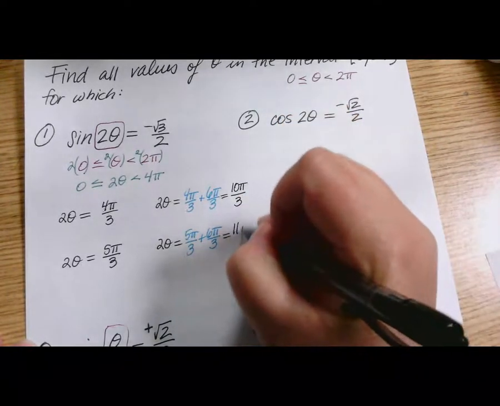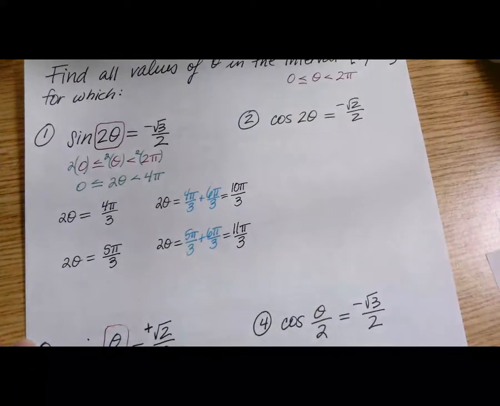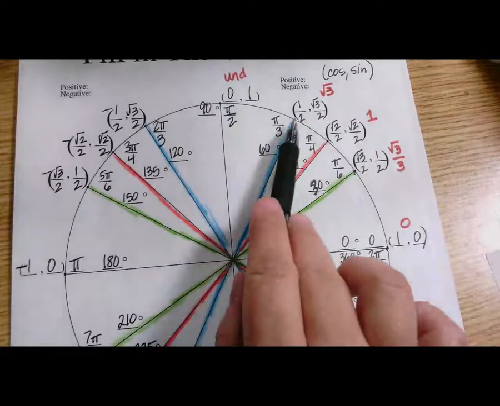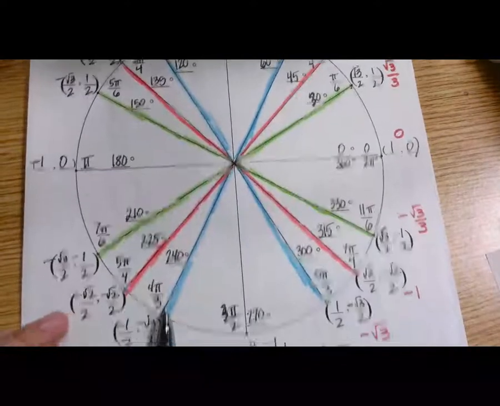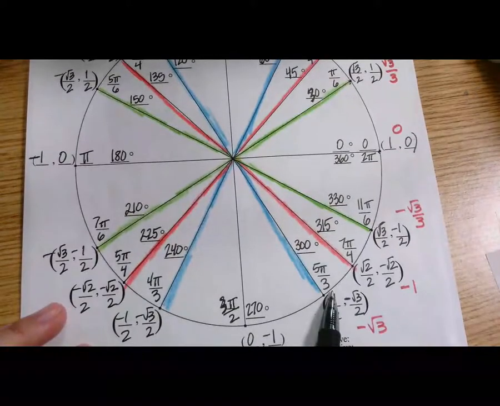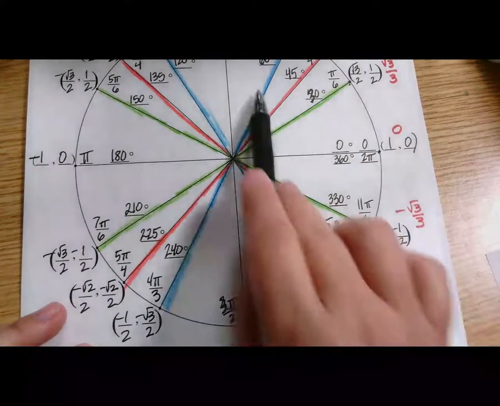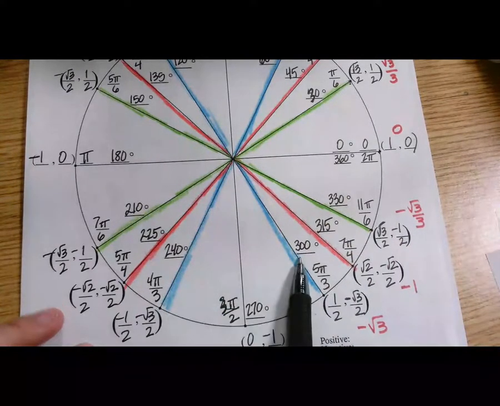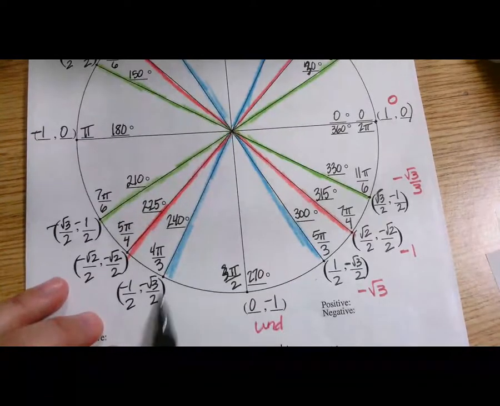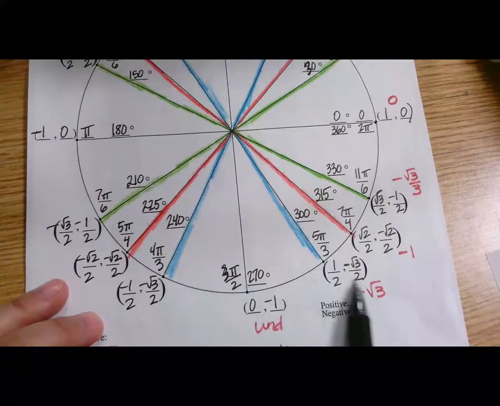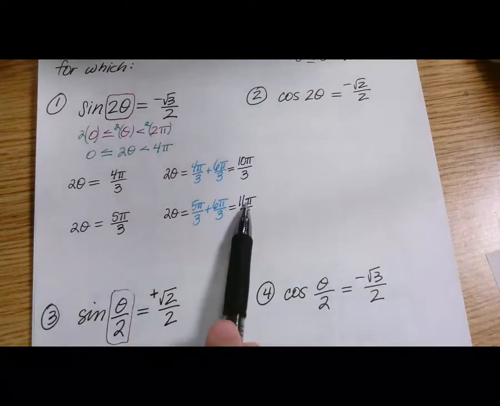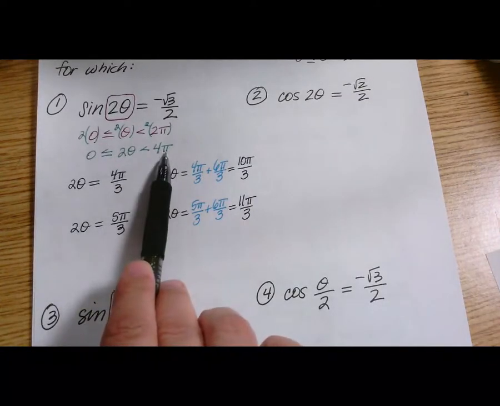and 11 pi over 3, which is the same thing I got if I just counted my way around in terms of thirds. In other words, this is 1/3, 2/3, 3/3, 4/3 it happens here, 5/3 it happens here, 6/3, 7/3, 8/3, 9/3, 10/3 it happens here, 11/3 it happens here. When I say it happens, I'm saying sine is equal to negative root 3 over 2. So those are the 4 times it happens between 0 and 4 pi.